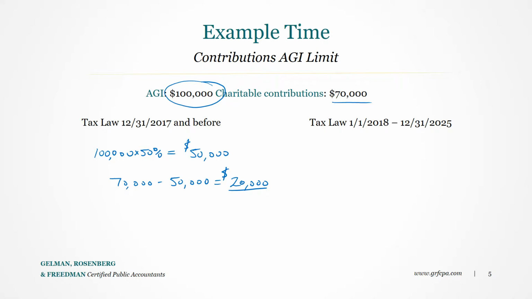So you haven't lost these. You're simply not getting the deduction of $70,000 in 2017. You're getting a $50,000 deduction in 2017, and in 2018 you're getting a $20,000 deduction, providing your adjusted gross income is higher than $40,000. Because if we took 20,000 divided by 50%, that would equal 40,000.